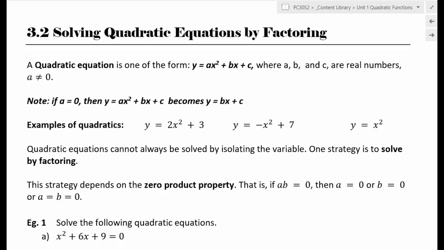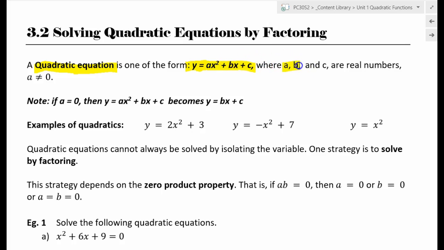Okay, so lesson 3.2, solving quadratic equations by factoring. Up until this point, we've been looking at quadratic expressions. Expressions are when we don't have an equal sign, whereas an equation means that we need that equal sign in there. In our particular case, a quadratic equation is when we've got a term with an x squared, and then we can have an x term and a constant term.